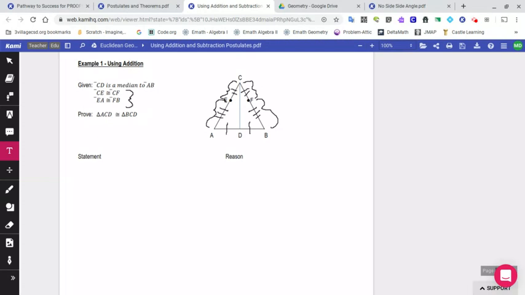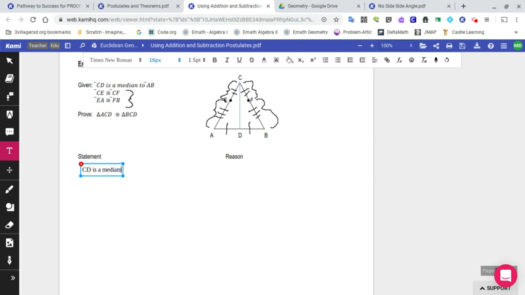So here we go. All right, my first statement: CD is a median to AB. I'm going to number that 1, and over here I'm going to say 1, that's given. From that, I can then say the first thing that I marked was AD. AD is congruent to BD.